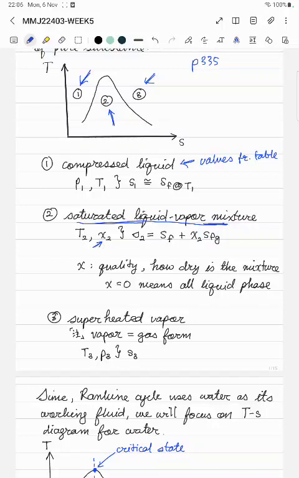from the table. Now there are many terms for the table. The one that I'm aware of from our textbook is referred to as the saturated water table. You have one for temperature only, and then you have one for pressure only. What this means is, for the temperature table, the temperature is the constant, and for the pressure table, the pressure is constant. So we'll look into how to use this table later.